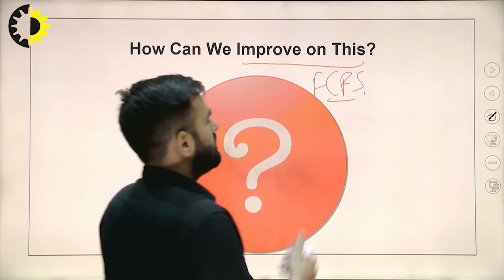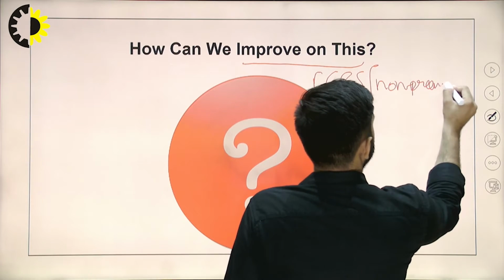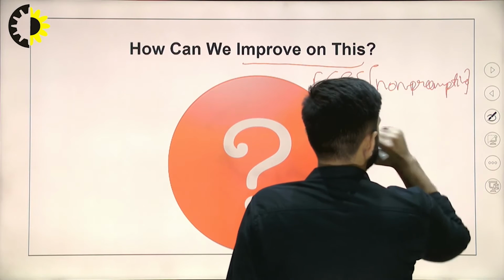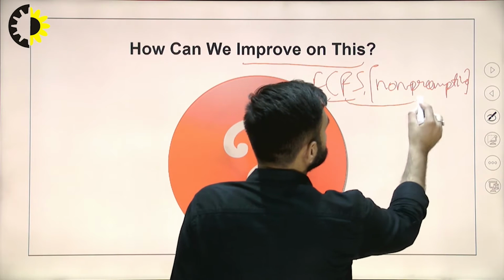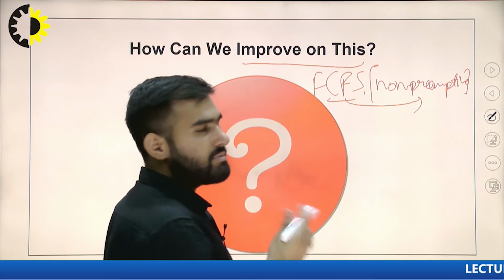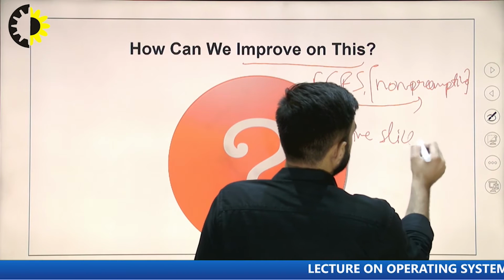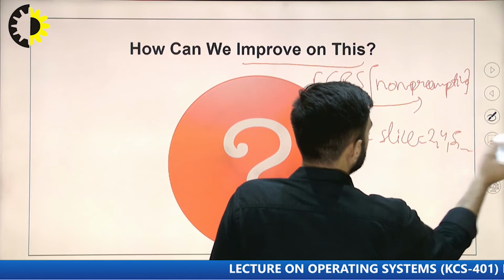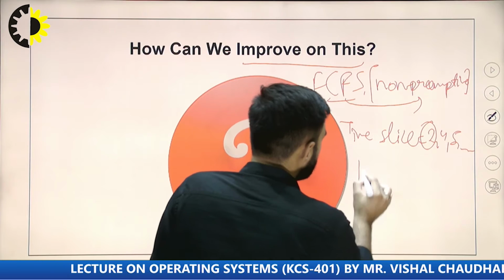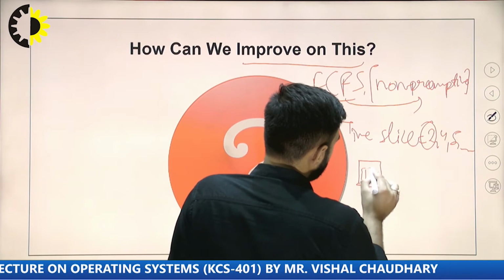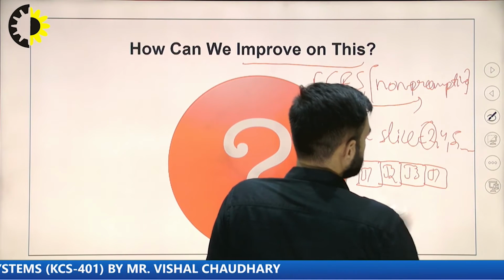As we have seen, it is non-preemptive in nature. It is always non-preemptive, right? What if I make it preemptive? Then preemption comes into the picture with some time slice: 2, 4, 5 and so on. Suppose it is time slice 2. For 2 seconds, the CPU goes to J1, then job 2, then 3, again J1.